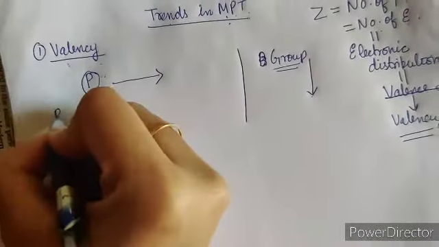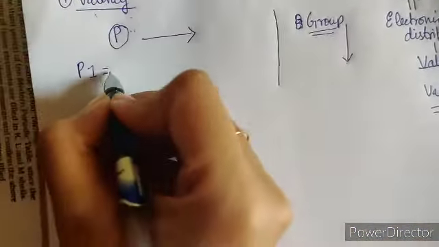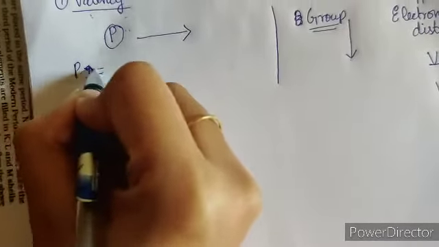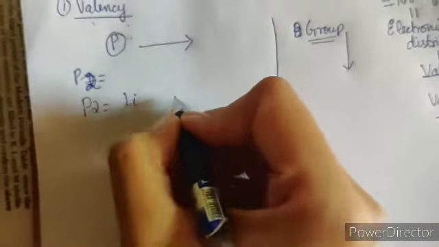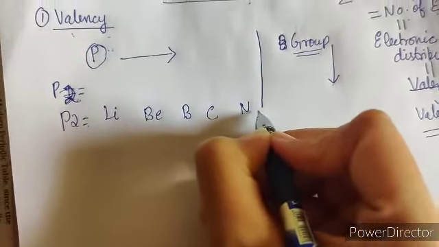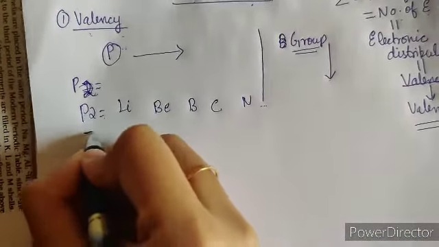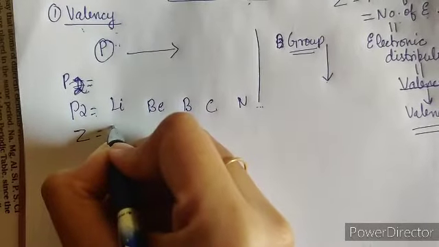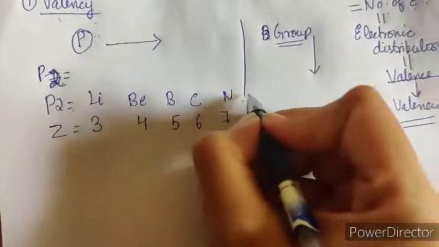First, see the trend across a period. Let's take period 1. Only 2 elements are there, so for better understanding we will take period 2. The first element is lithium, then comes beryllium, boron, carbon, nitrogen, and so on. The atomic number of lithium is 3, then 4, 5, 6, 7.